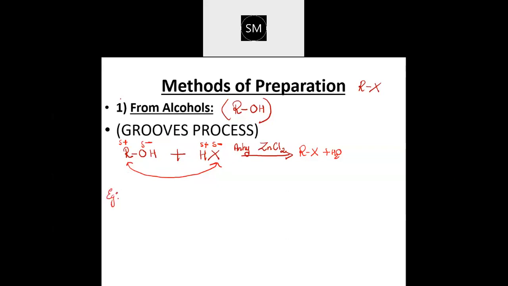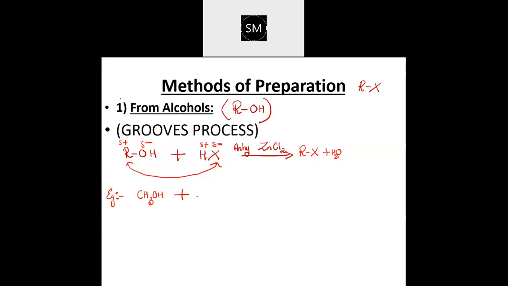You can write one example for this. Let me take one example. Instead of R, what we can write, students? CH3 you can write, or C2H5 you can write. I am taking the beginning one, simple one. So CH3OH. In general, you can prepare any alkyl halide using this process. So we write the general equation, no? Others could be prepared using this method.